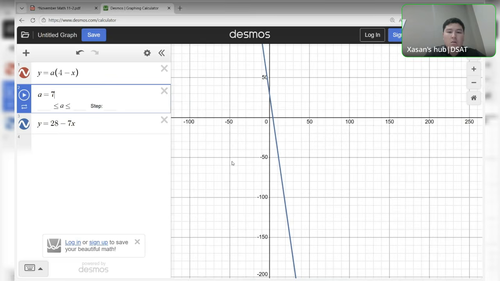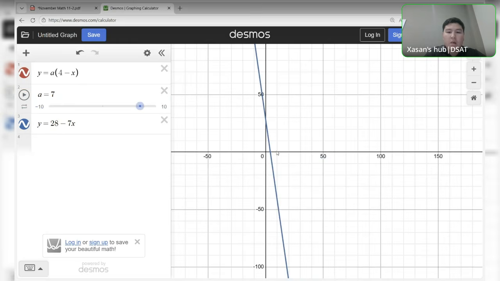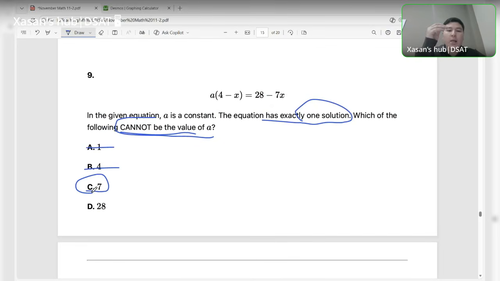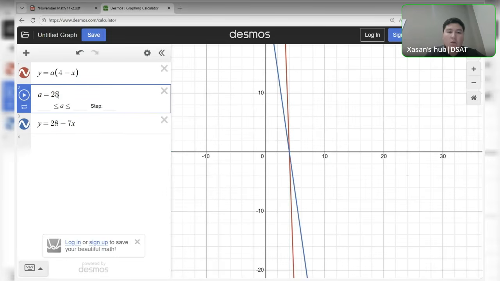Guys, we are having infinitely many solutions, because the lines are the same here. So it cannot be the value of A, because when you plug 7 instead of A, you have infinitely many solutions, but you need exactly 1. And also just check with option D, 28, we still have a solution here. So it is now C only.